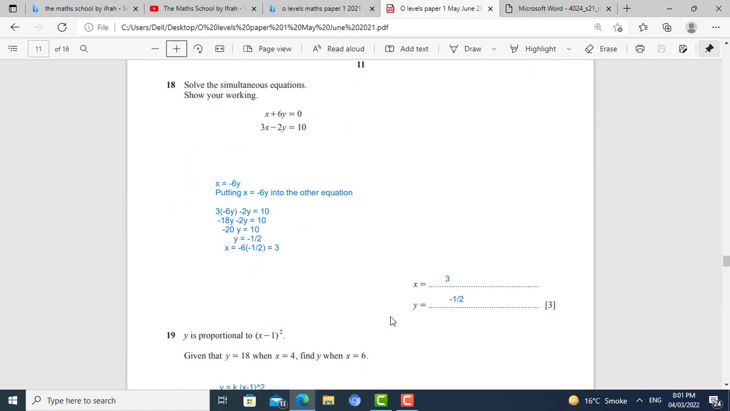These are some other questions. Okay, solve the simultaneous equations. Show your working. x plus 6y is 0, 3x minus 2y is 10. Now x is equal to minus 6y.